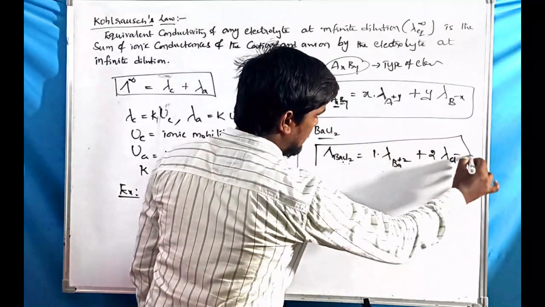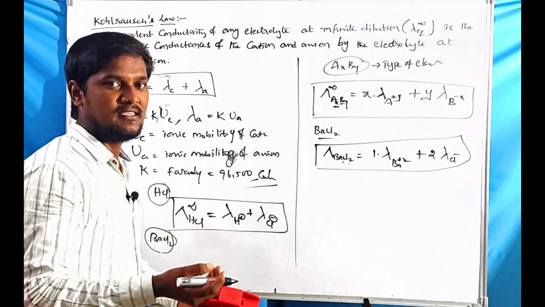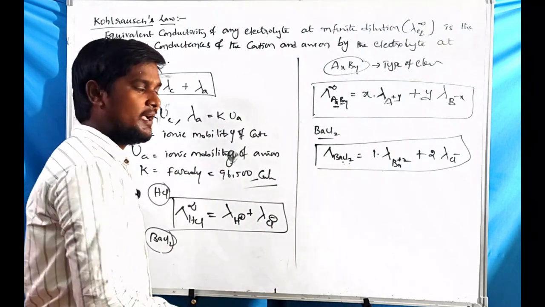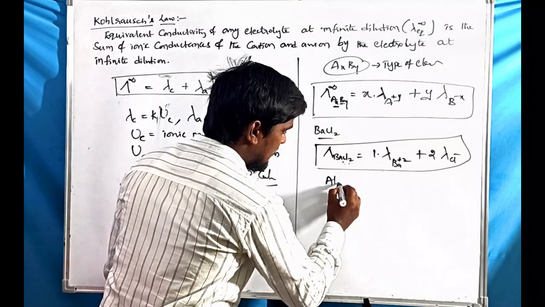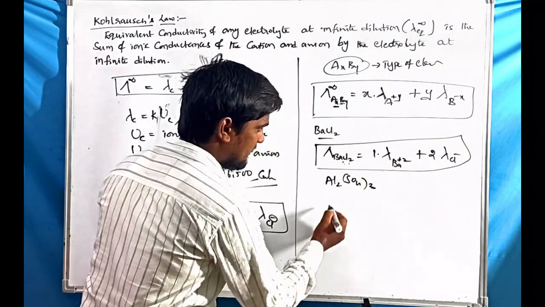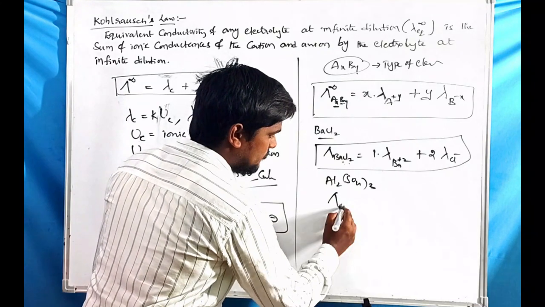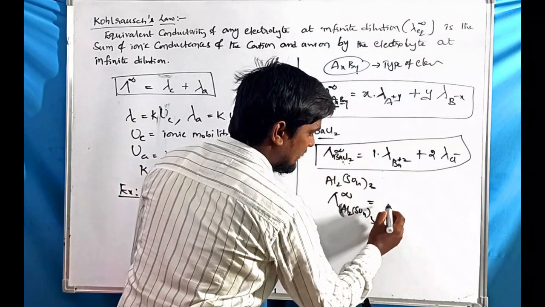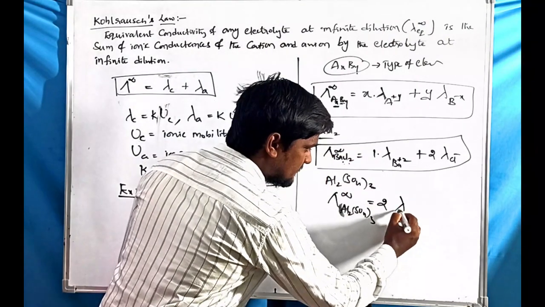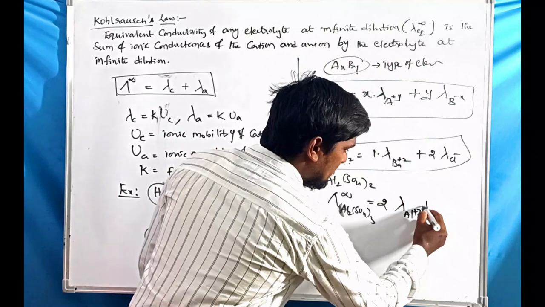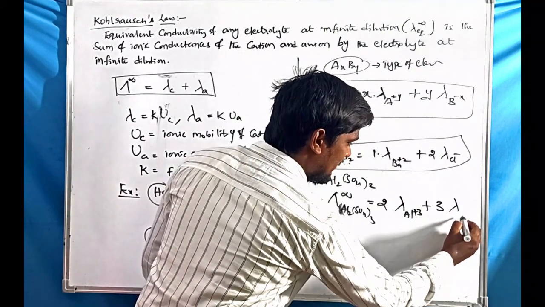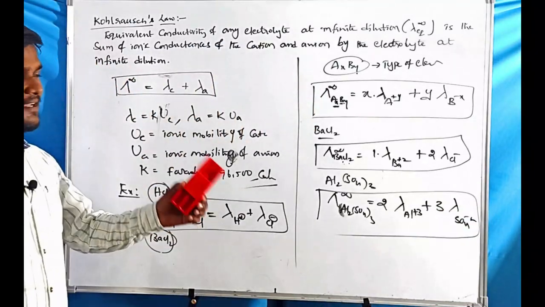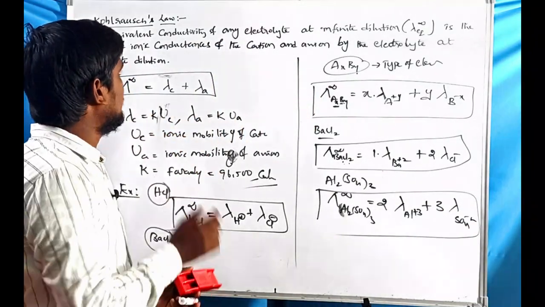2 of Cl minus. This equivalent conductance is nothing but the sum of the ionic conductance of Ba plus 2 and 2 moles of chloride ionic conductance. Now let us take Al2(SO4)3. Lambda of Al2(SO4)3 at infinite dilution is nothing but 2 moles of Al plus 3 plus 3 moles of equivalent conductance of SO4 minus 2. So this is the representation. These are the very basic representations regarding Kohlrausch law.